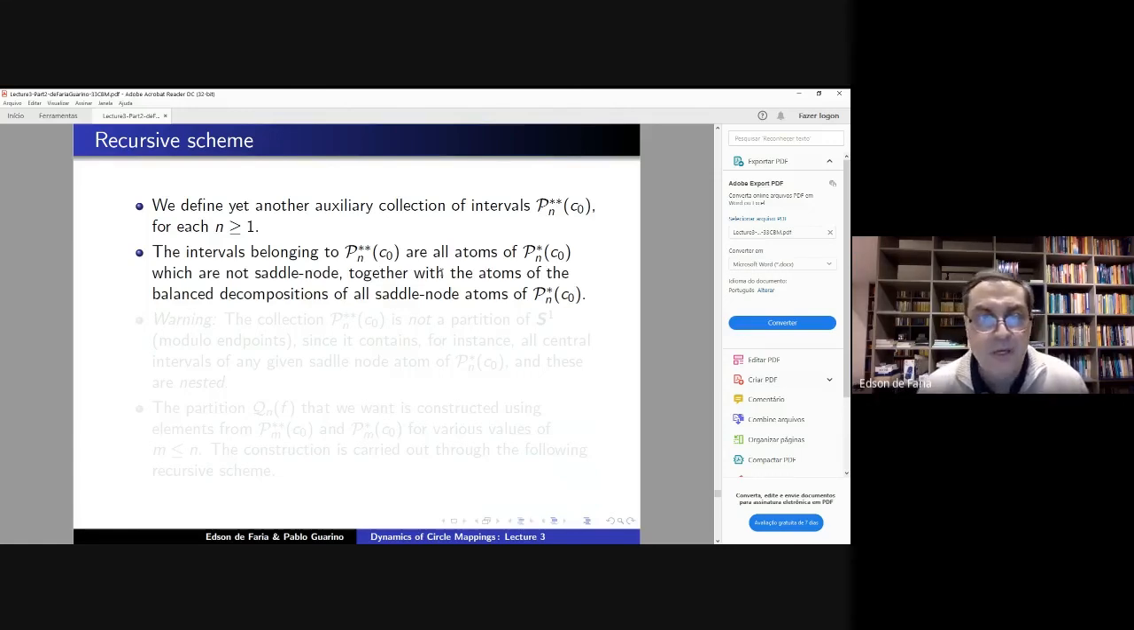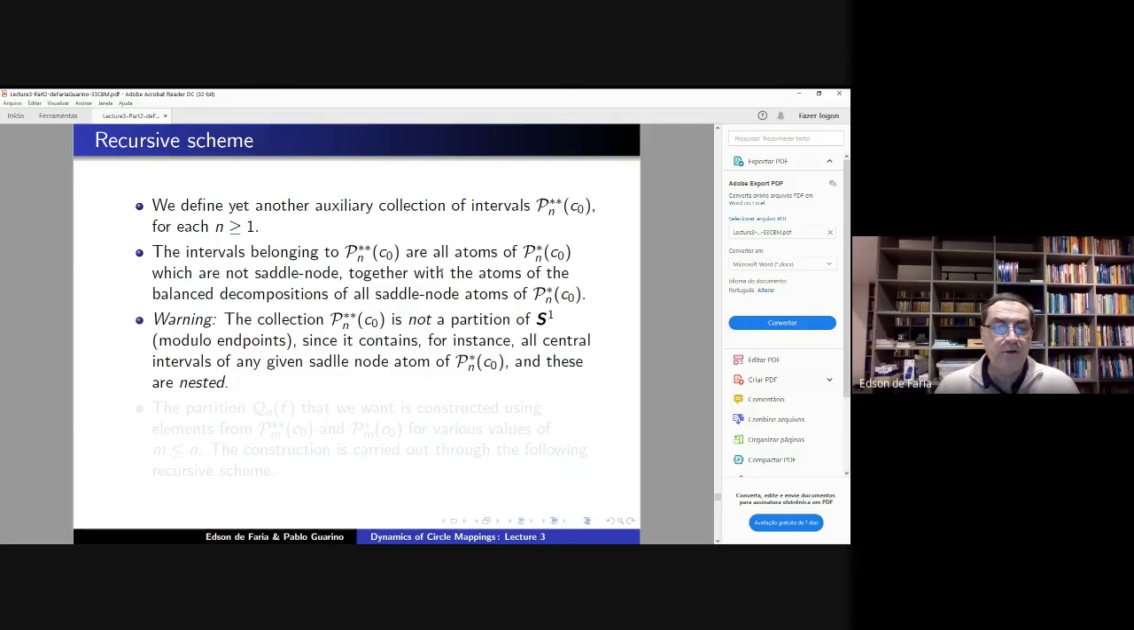So the intervals there are all of the intervals of Pn star that are not saddle node. They are not these bridges with lots and lots of subintervals inside, okay? Together with atoms of the balanced decompositions of those intervals that are saddle node, they are these bridges, okay? Now notice, here's a warning: this collection is not a partition of the circle because it contains, for instance, all of the central intervals in the balanced decomposition.